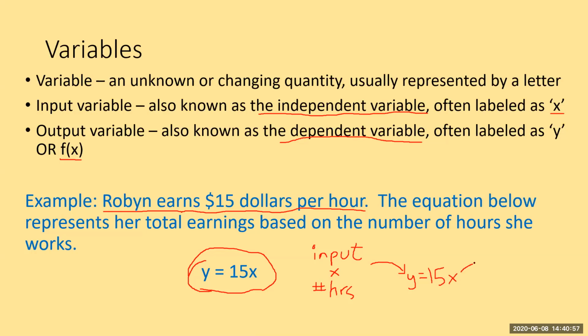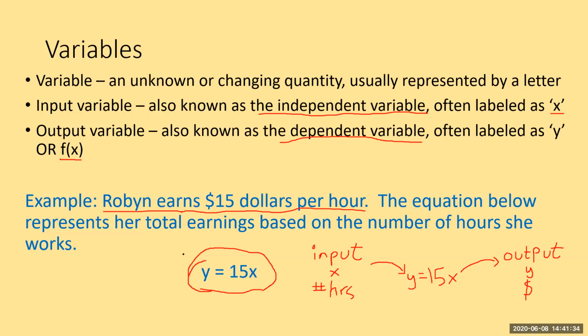And what she gets is a result. She gets a result of money that she's paid. So the output, or the result of this, is her total earnings, the amount that she's paid. So that would be the Y. And the Y stands for the amount of money that she earns. So again, this function is not telling us a specific amount of money that she's going to earn.